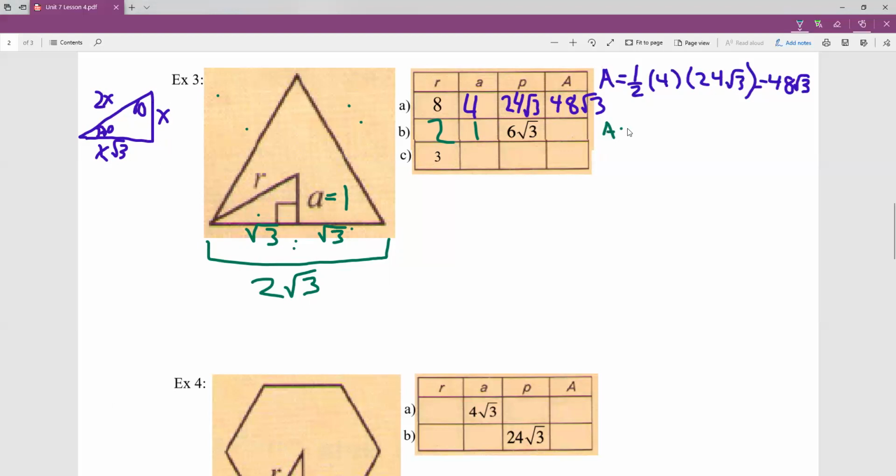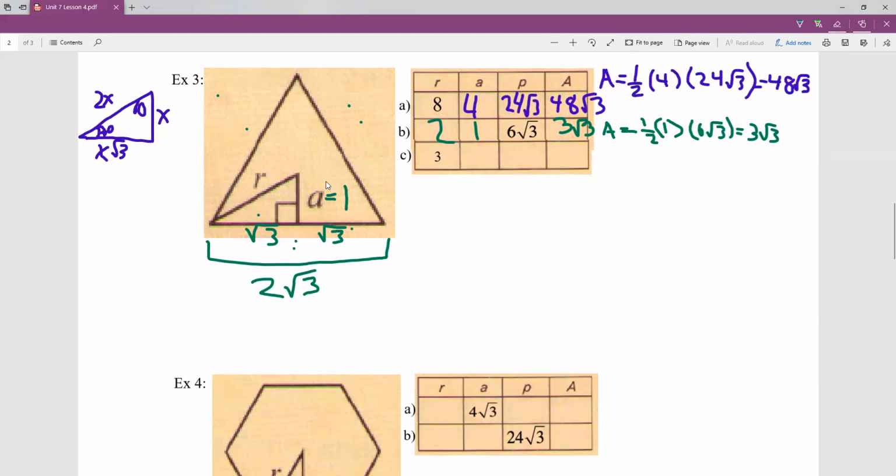So for the area here, we're going to use a formula just as we did before. 1/2 the apothem, which is 1, times the perimeter, which is 6√3. So 1/2 times 1 is still a half. So a half times 6 is 3. So I'm going to end up with 3√3 as my area. All right. Cool. Let's move on. So we got one more.